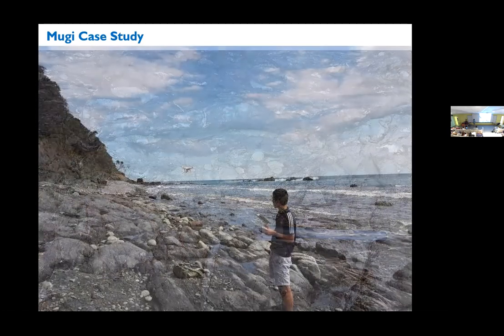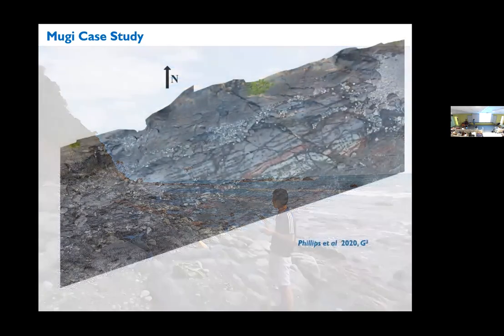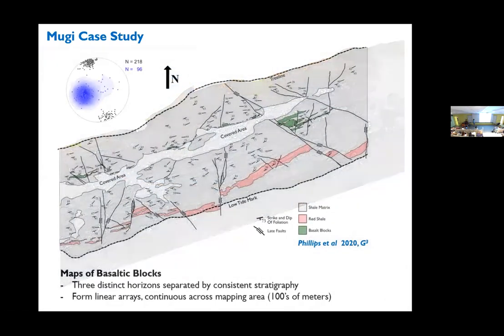So what we did was we mapped some key areas in detail to look at these localized slip surfaces along the edges of these basaltic blocks within that shale. So we took out a drone and made these high resolution base maps. Then we make all of our structural measurements and look at the rocks with that. And these maps of basaltic blocks form 3 arrays. This is just showing one of the arrays here. And they're relatively continuous across the mapping area. So they go for a couple hundred meters before they peter out into the ocean or head into the trees where we couldn't find them.